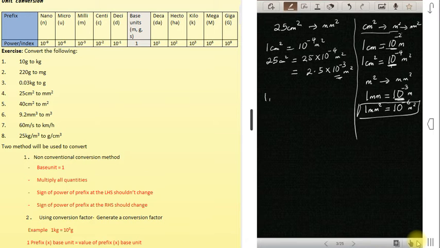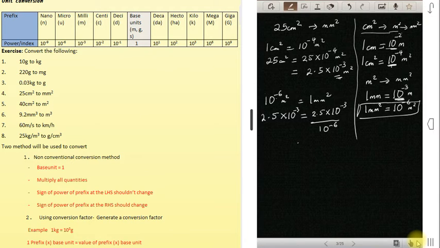All right, so I have 1 millimeter square, rather 10 to the power of minus 6 meter square is the same thing as 1 millimeter square. So 2.5 times 10 to the power of minus 3 will be the same thing as 2.5 times 10 to the power of negative 3 divided by 10 to the power of negative 6 using proportion.